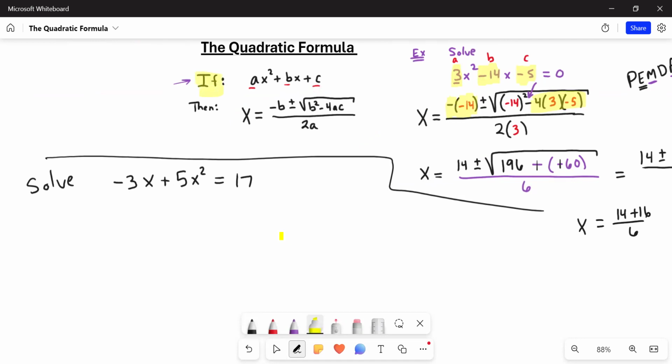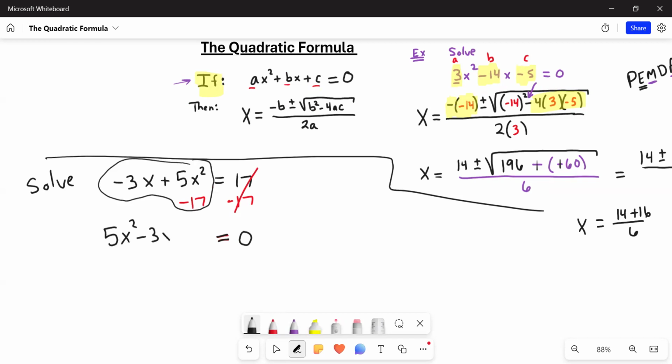We need the equation set equal to 0. So your first step would be to reorder these terms and subtract 17 to get a 0. I'm going to subtract 17 from both sides of this equation. That will eliminate the 17, and I will get the 0 that's required for the if statement. On the left-hand side, none of these terms are like terms, but you want to order them. Put the 5x squared term first, then the minus 3x, and lastly, minus 17. So in this case, we have an a of 5, a b of -3, and a c of -17.